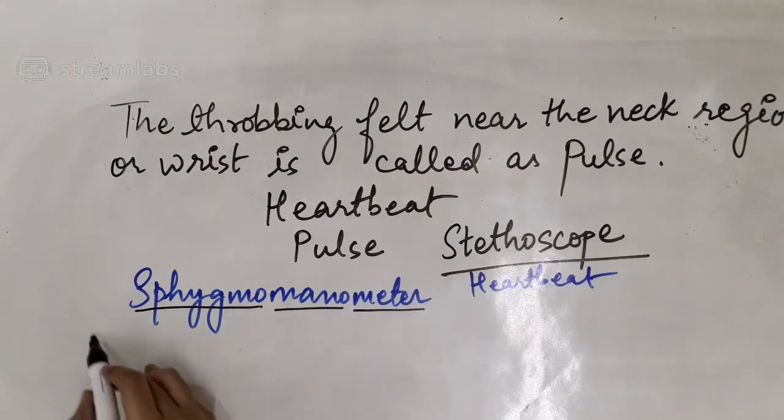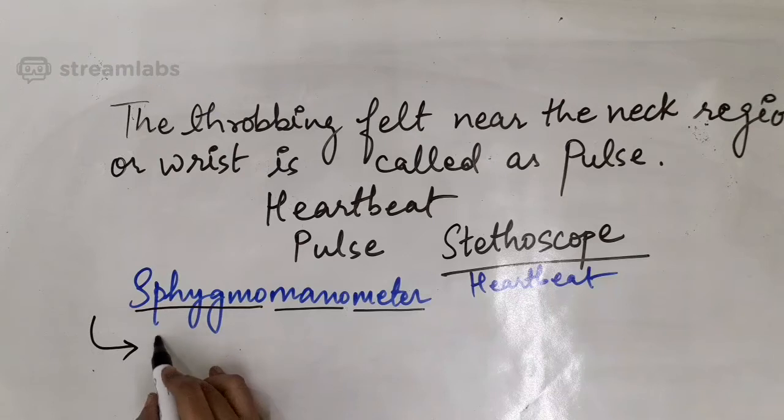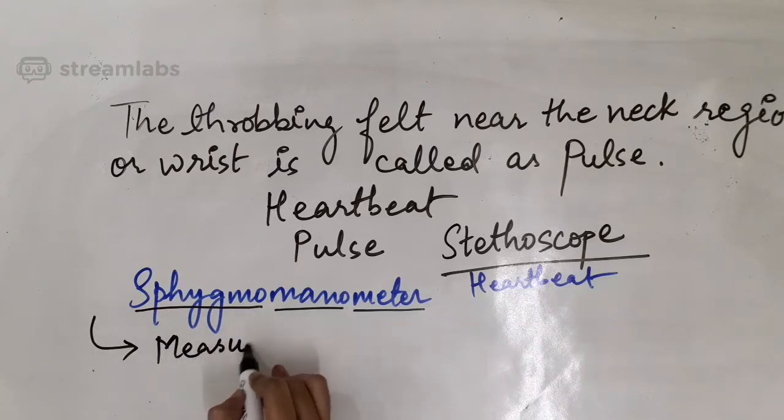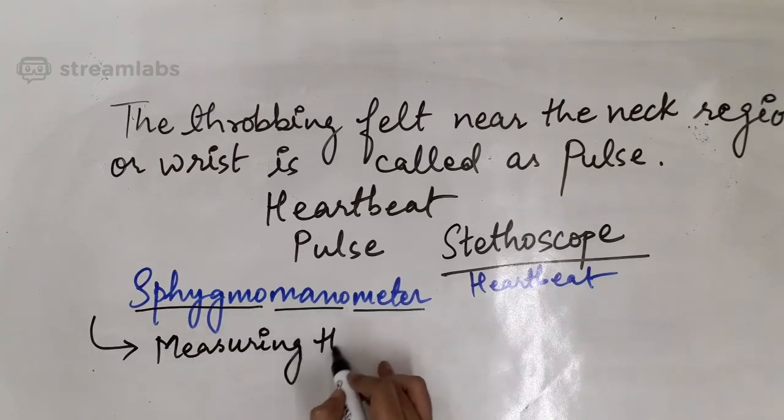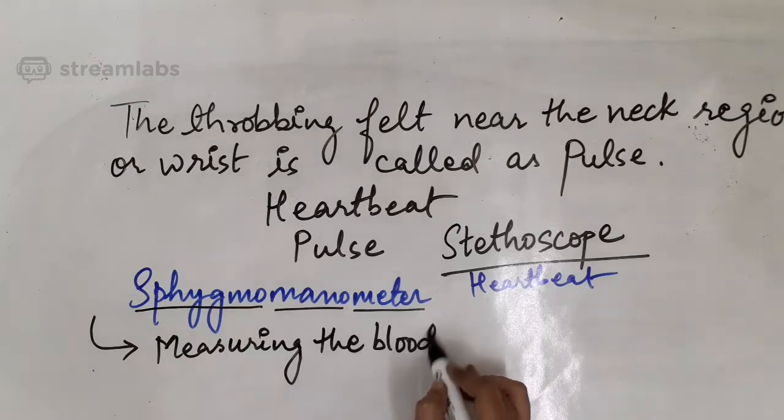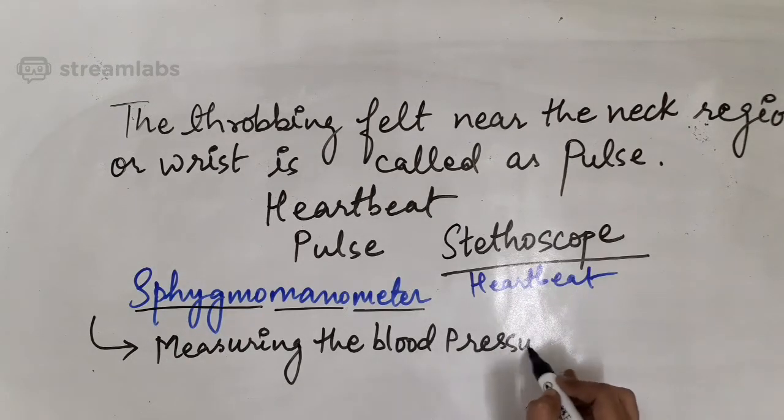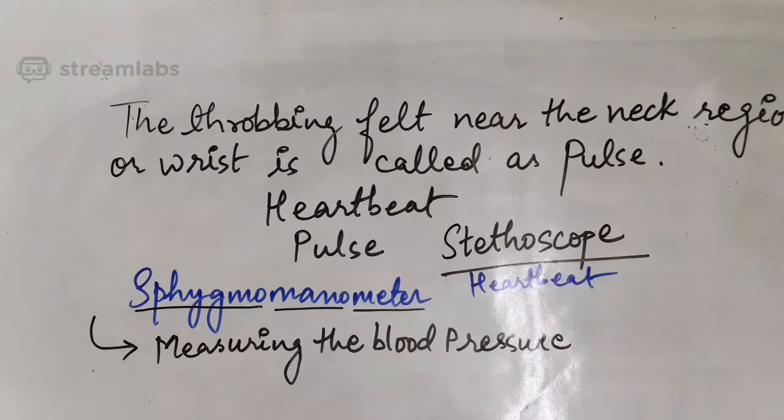This instrument is used for measuring the blood pressure. Okay. Sphygmomanometer is the instrument used to measure the blood pressure. Stethoscope is the instrument used to listen to the heartbeat. Okay.